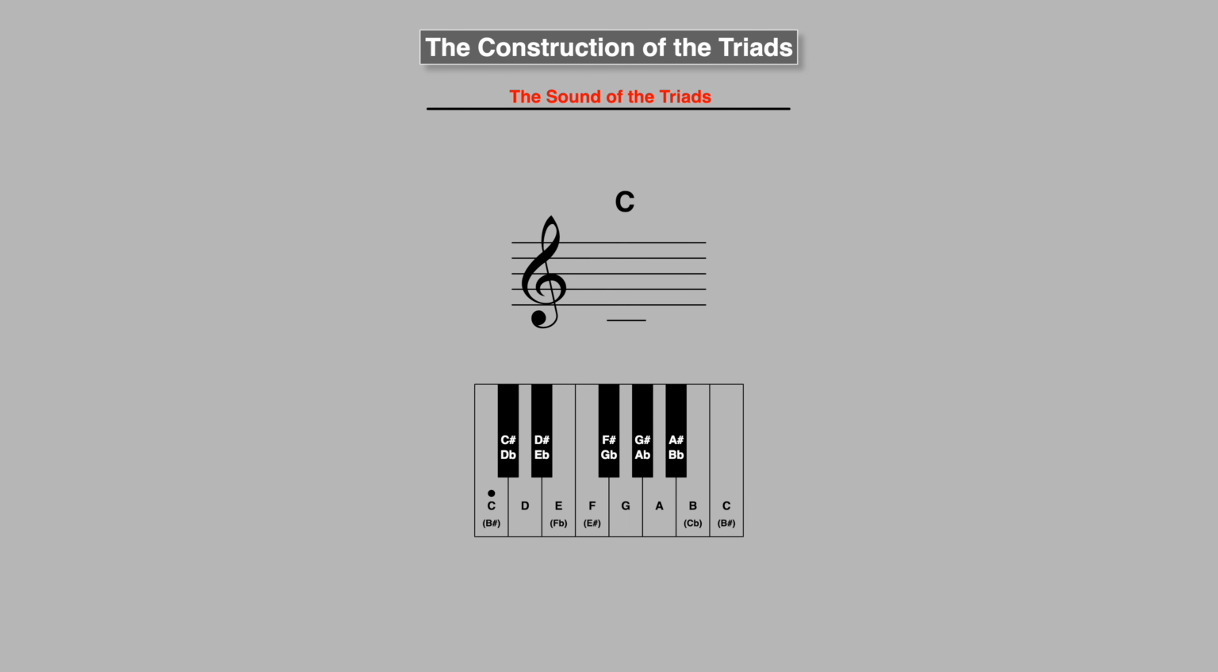Let's listen to the triads in root position. The major triad sounds happy. The minor triad sounds sad. The diminished triad sounds really sad because of the 2 minor third intervals. And finally, the augmented triad sounds dreamy because of the 2 major third intervals.